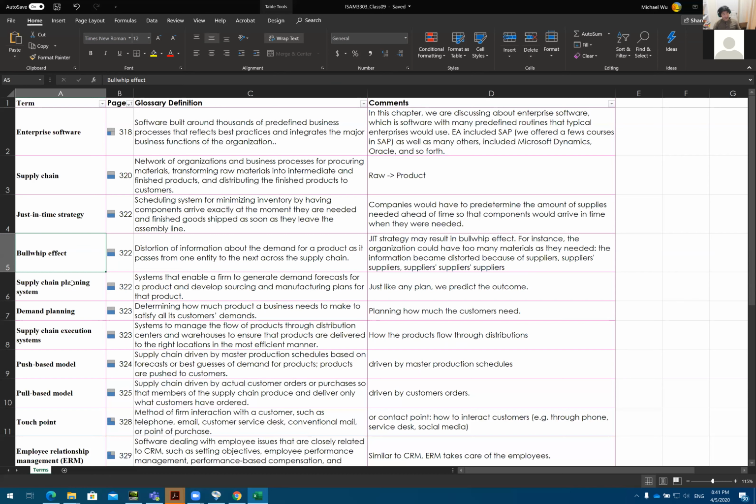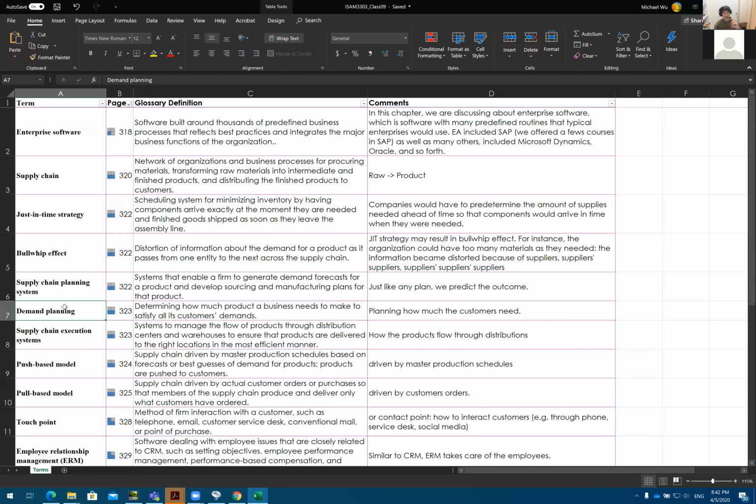Supply chain planning system. This is just like any plan. We predict this outcome, right? So this again has something to do with the just-in-time strategy. This predicts the supplies that we need, like how everything is ordered and how much you need based on the supplies. Demand planning is predicting how much the customer needs.